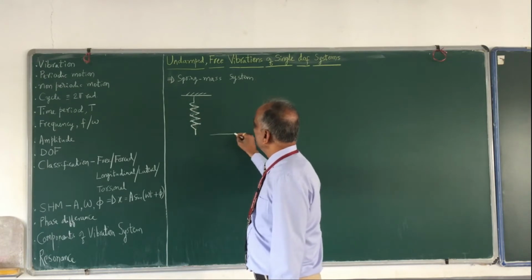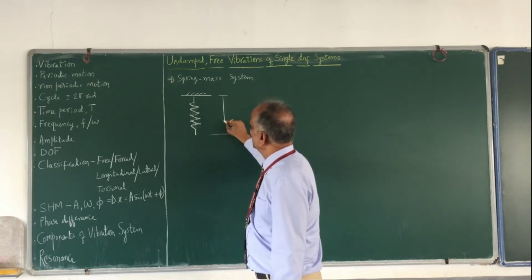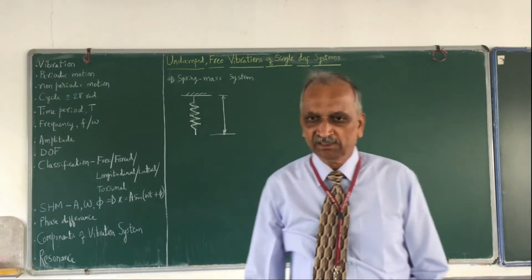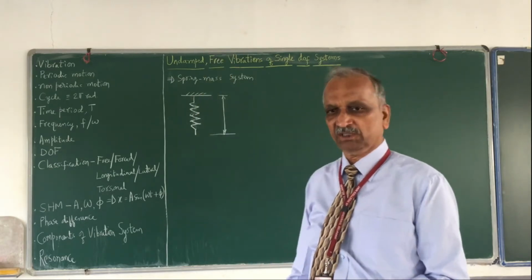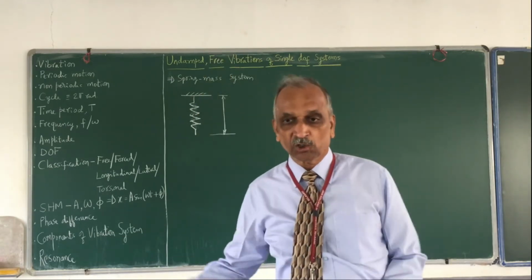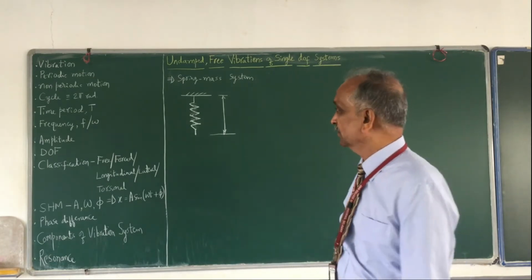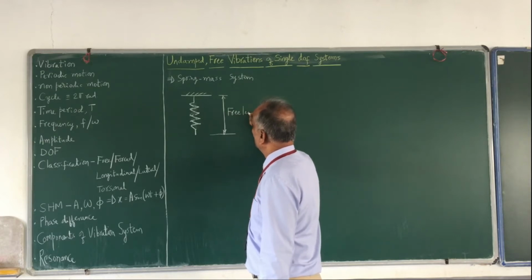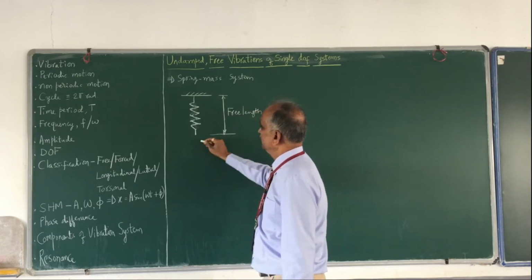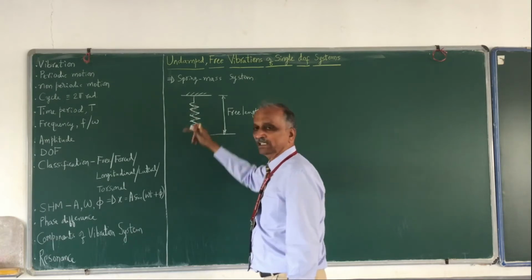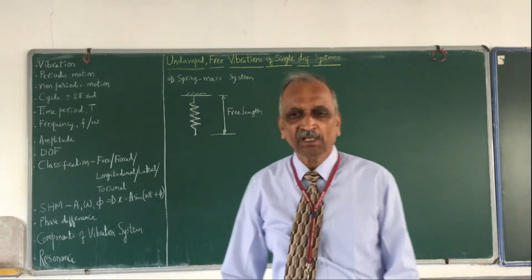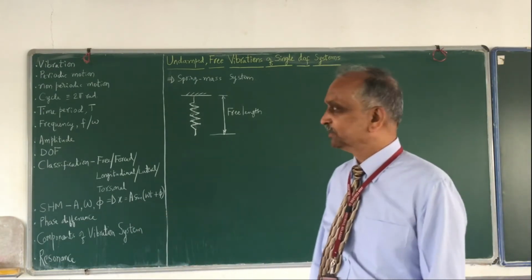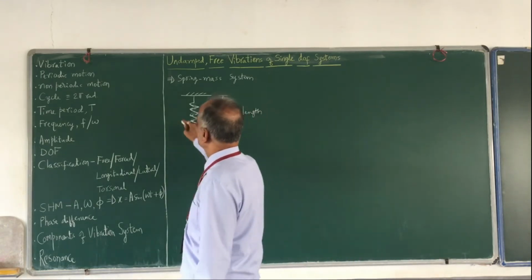So for any helical spring which is not subjected to any force, if we measure the length along the axis under no load, that length is called the free length of a spring. This is the free length because it is not subjected to any force, and therefore there is no question of any extension or compression. This is a helical spring.